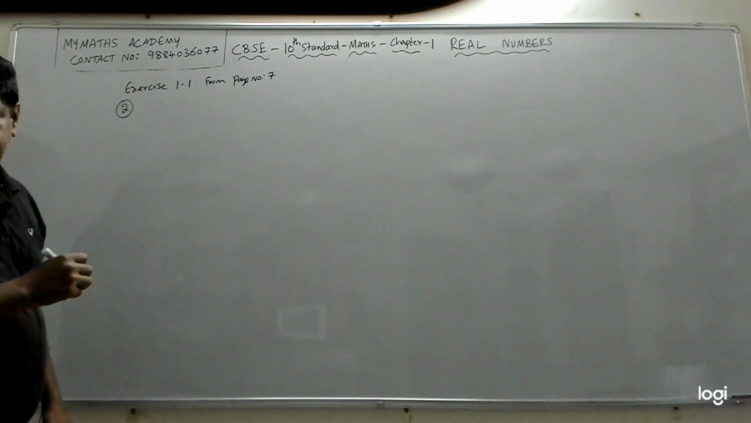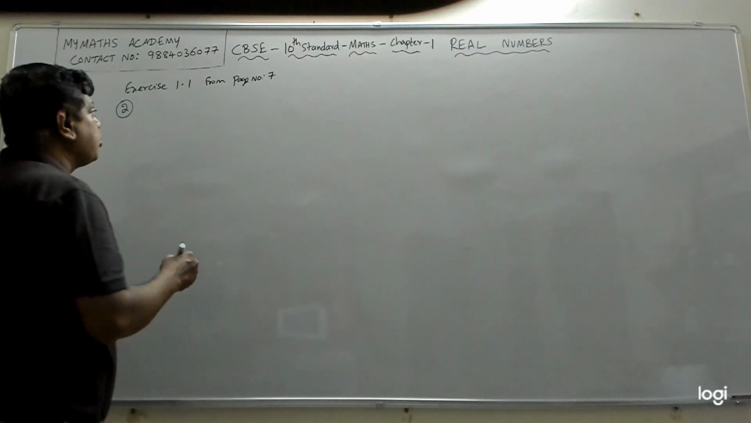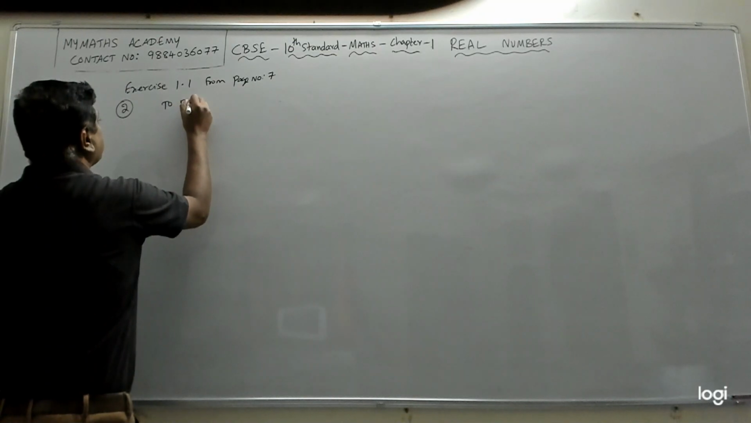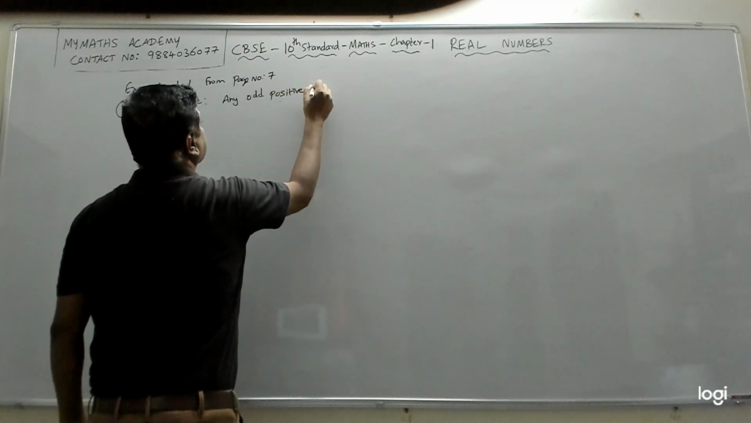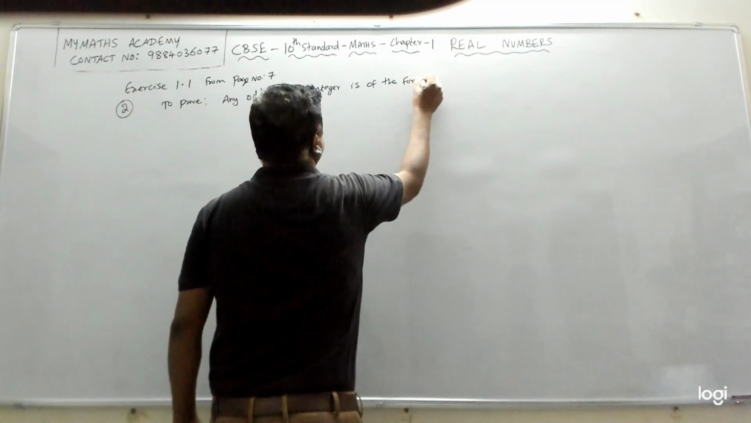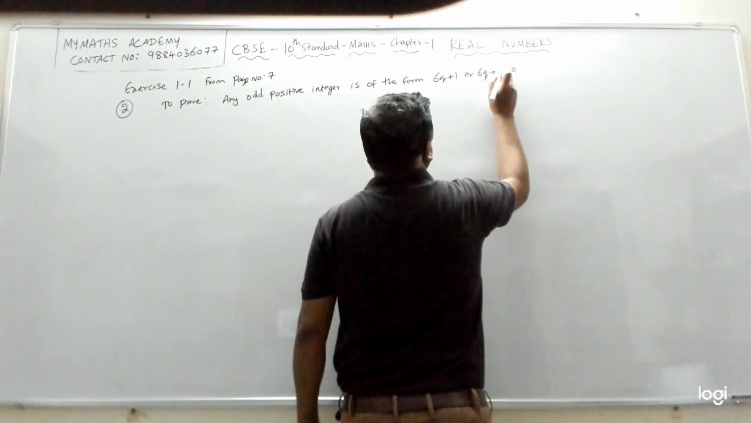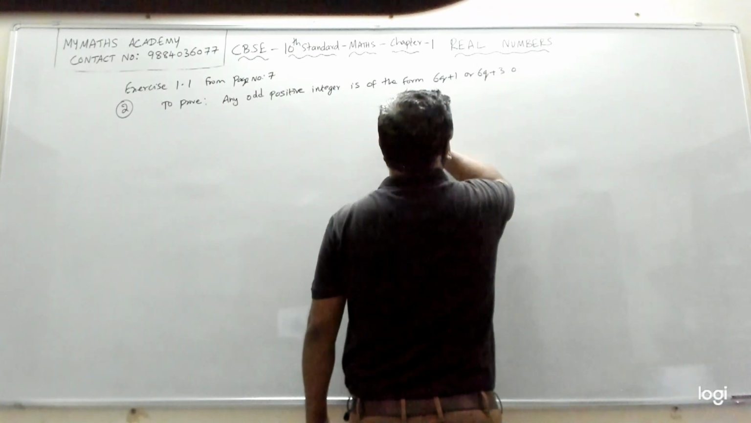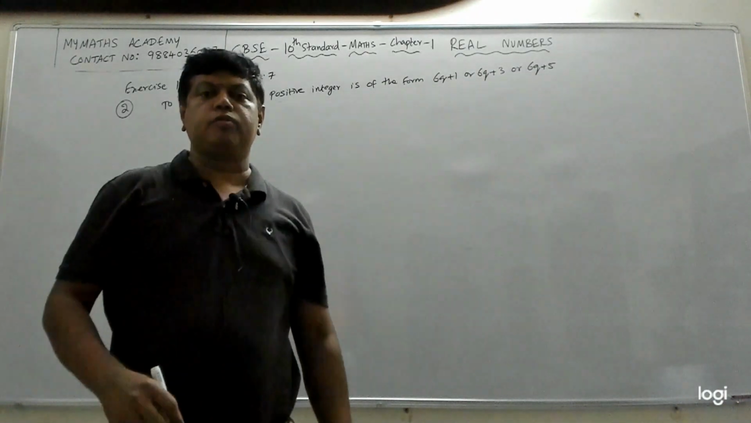The second problem says: show that any odd positive integer is of the form 6q plus 1 or 6q plus 3 or 6q plus 5, where q is some integer. So what do we have to prove? To prove that any odd positive integer is of the form 6q plus 1, 6q plus 3 or 6q plus 5. We have to prove that any odd positive integer is in this form.